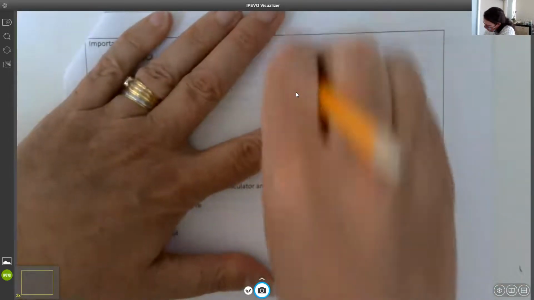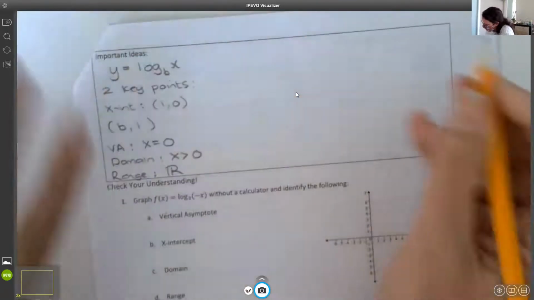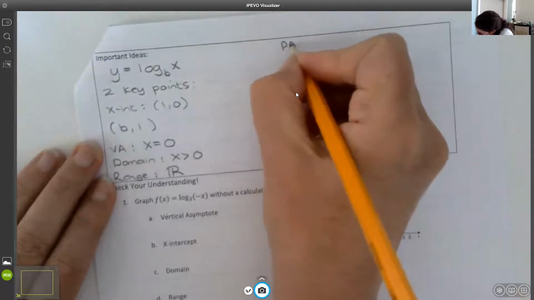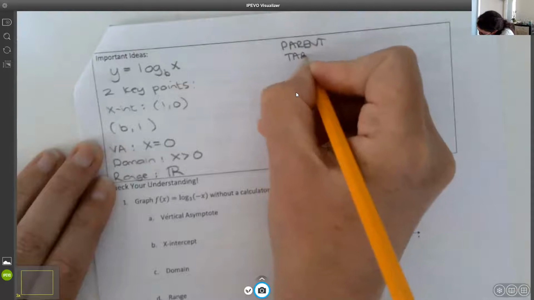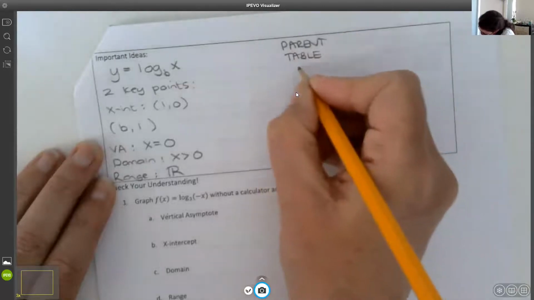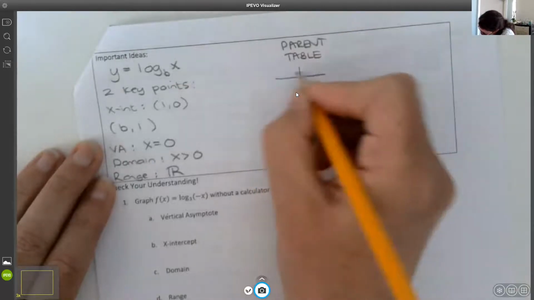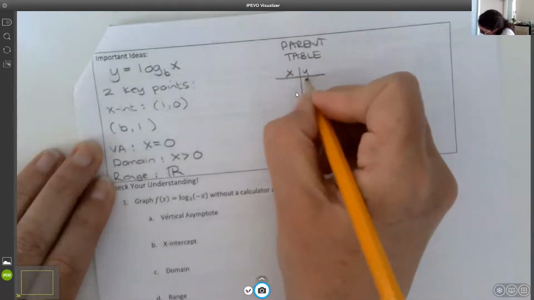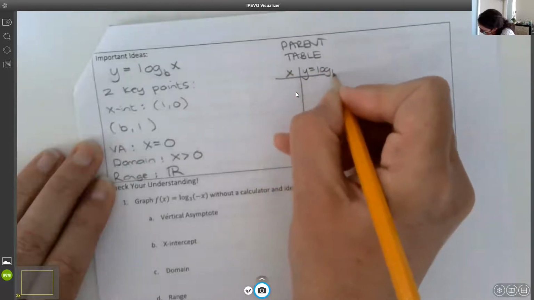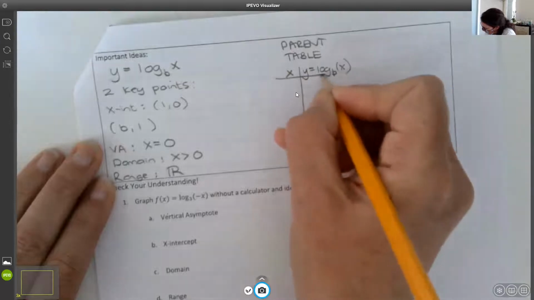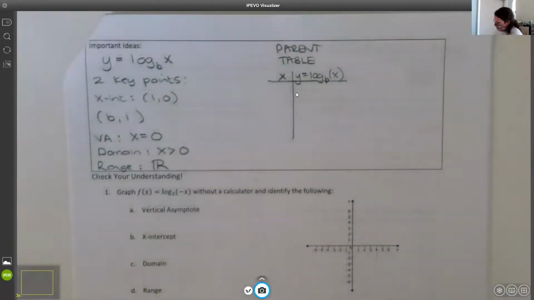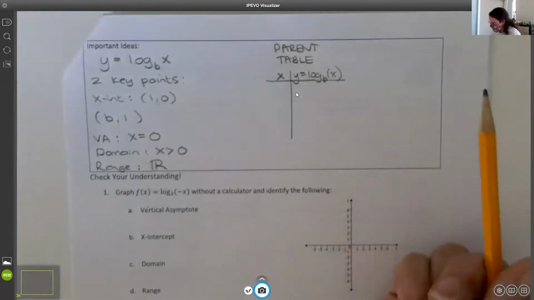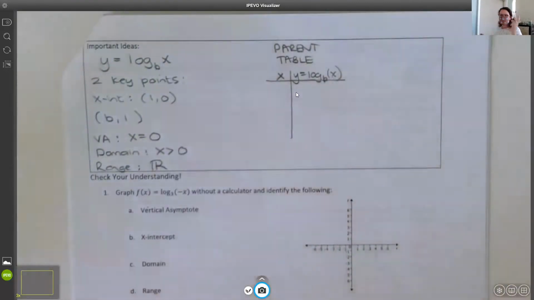So let's just do a little sketch of what the graph would look like, and also the parent function, the parent table. And I'm going to just do this with a generic base of b. And so remember that this is just the inverse of an exponential function.